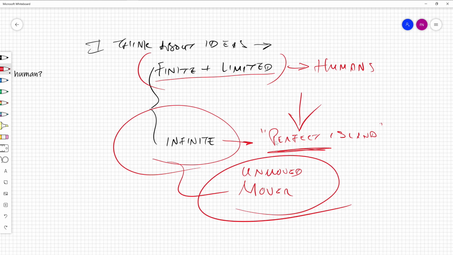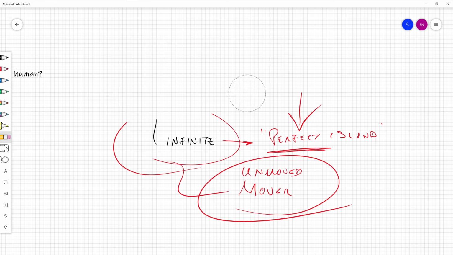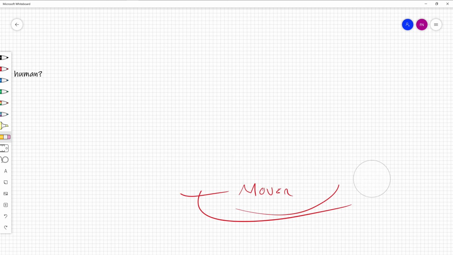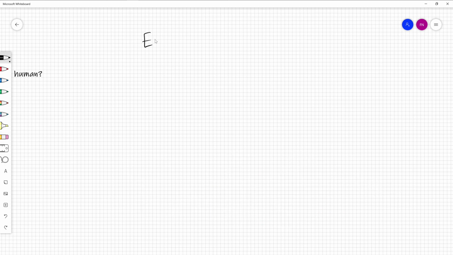All right, let's take a closer look at the unmoved mover. Descartes begins with a very simple assertion. Everything has a cause.